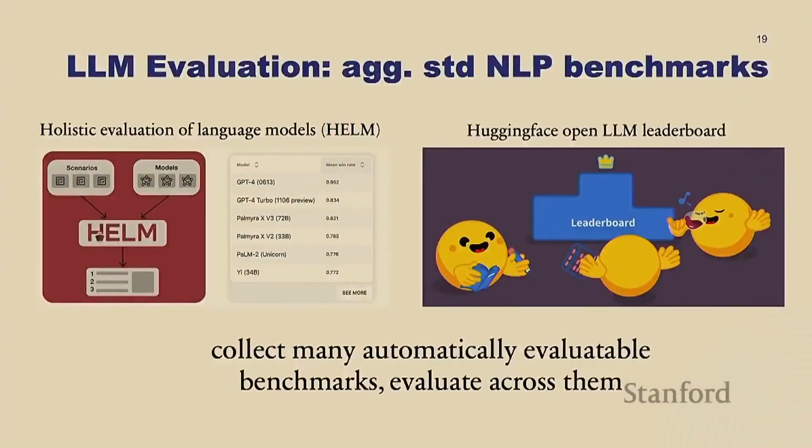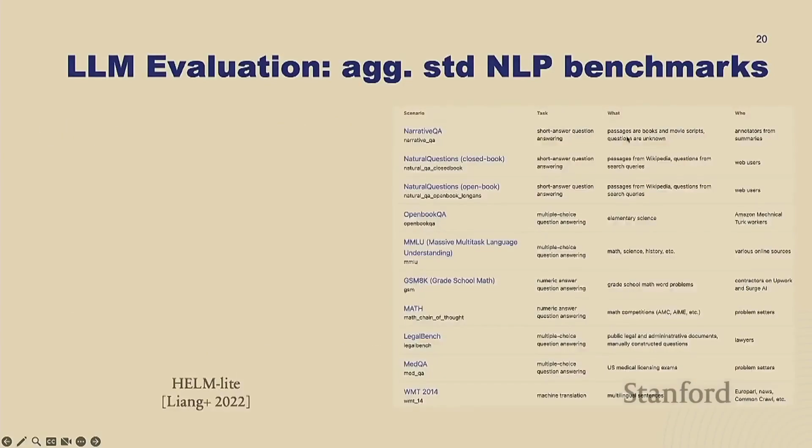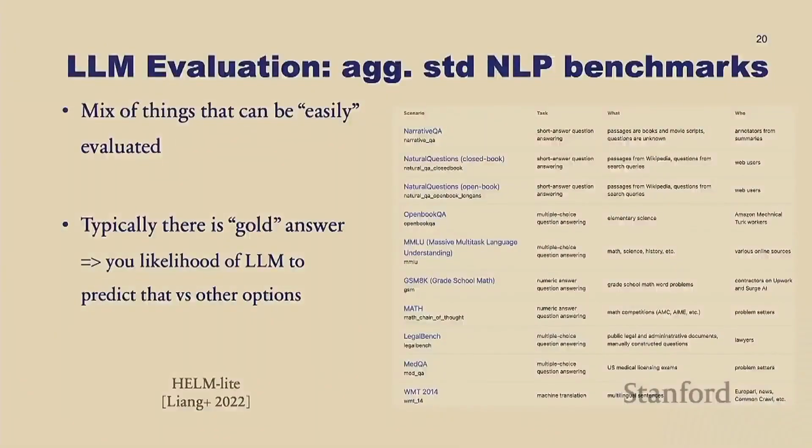Another way of evaluating these LLMs, and now more common in academia, is taking all the classical NLP benchmarks, and I'll give you a few examples later, and aggregating everything. So you collect as many automatically evaluatable benchmarks as possible and evaluate across all of them. Two such benchmarks are HELM, which is from Stanford, and the Hugging Face Open LLM Leaderboard, which are probably the two most common ones right now. Just to give you an idea, in HELM there are all of these types of tasks, which are mostly things that can be easily evaluated, like question answering. Think about many different question answering tasks. The benefit of question answering is that you usually know what the real answer is.